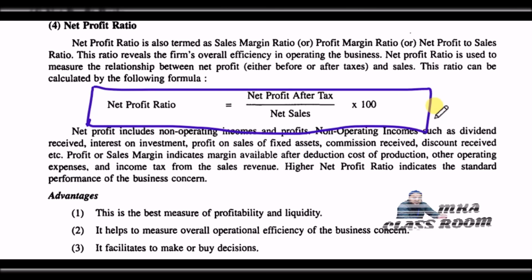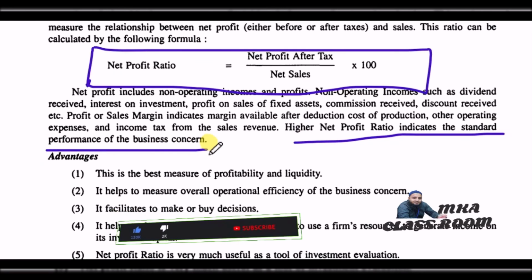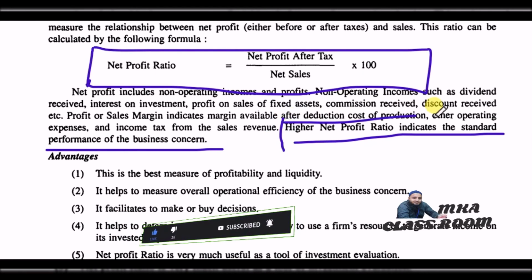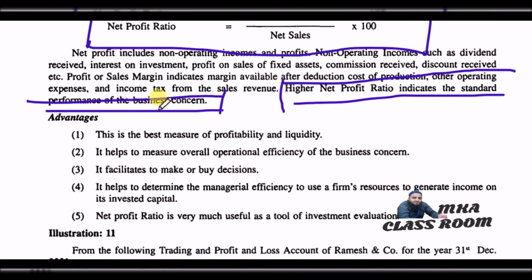Net profit includes non-operating income and profits. Non-operating incomes are such as dividend received, interest on investment, profit on sales of fixed assets, commission received, discount received, etc. Profit or sales margin indicates the margin available after deduction of cost of production, operating expenses, etc. A higher net profit ratio indicates the standard performance of the business concerned. So this ratio should be higher for better performance of the firm.